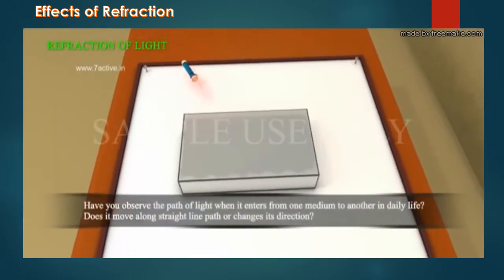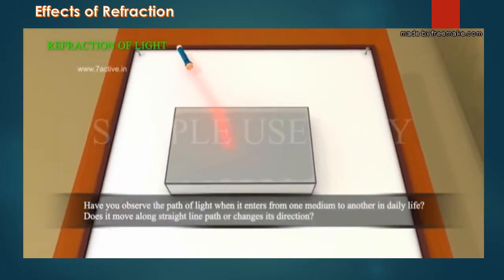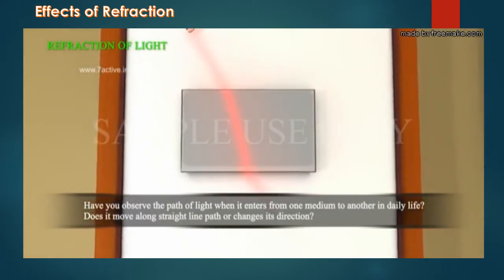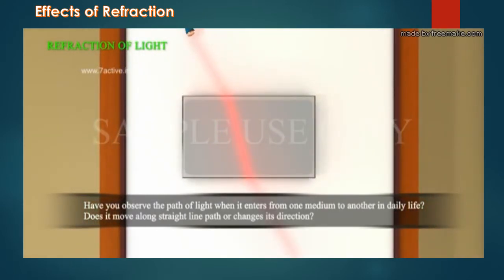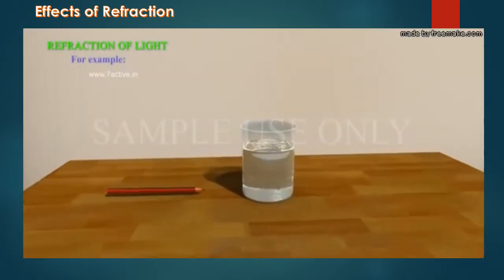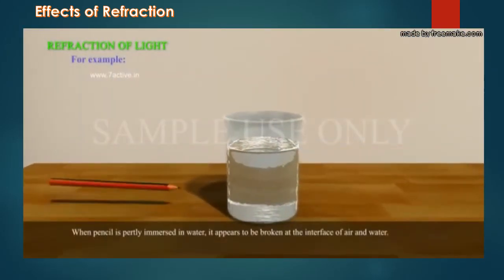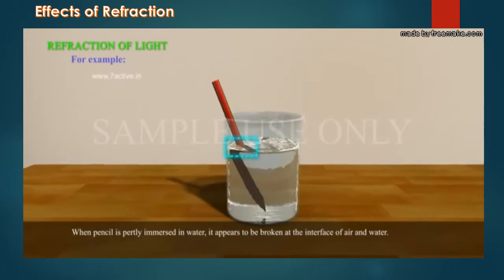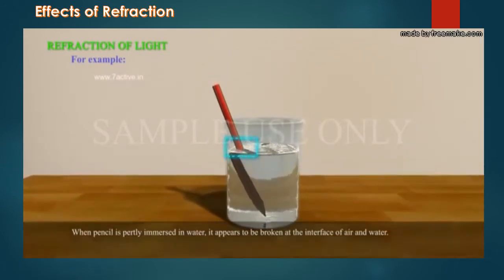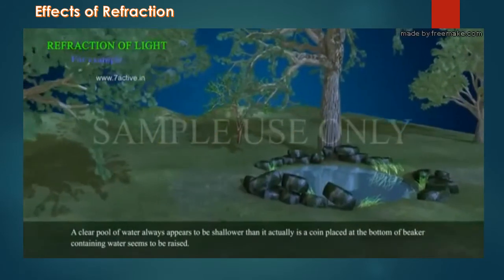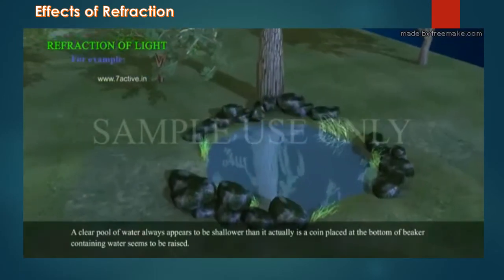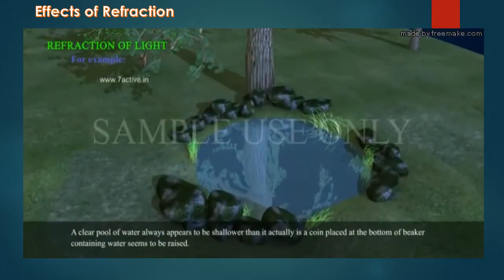Have you observed the path of light when it enters from one medium to another in daily life? Does it move along a straight line path or change its direction? Let us observe some of our day-to-day experiences. For example, when a pencil is partly immersed in water, it appears to be broken at the interface of air and water. A clear pool of water always appears to be shallower than it actually is.